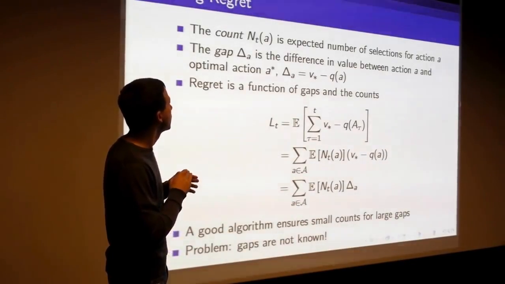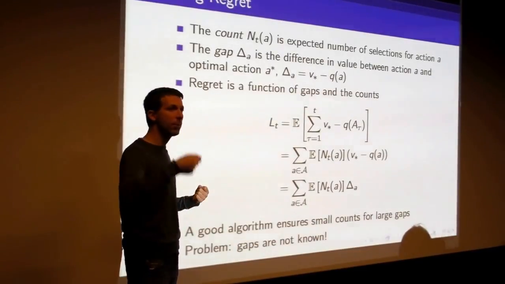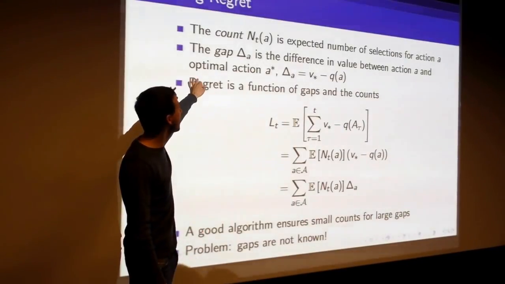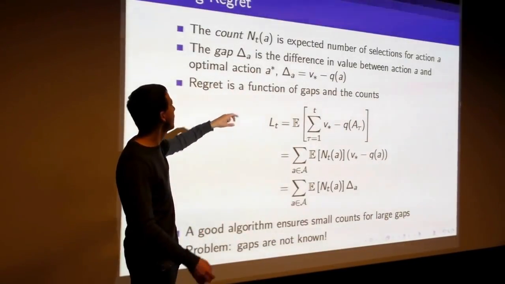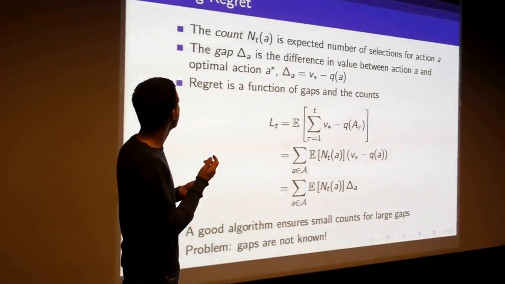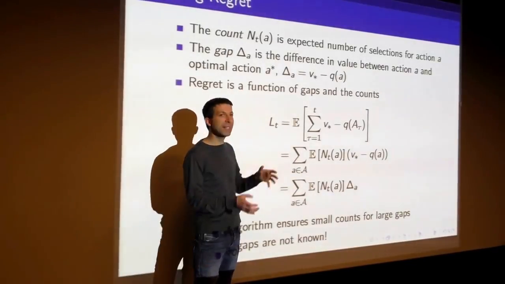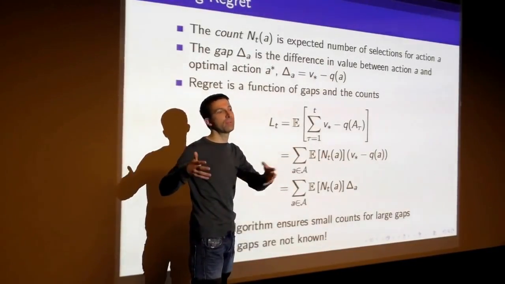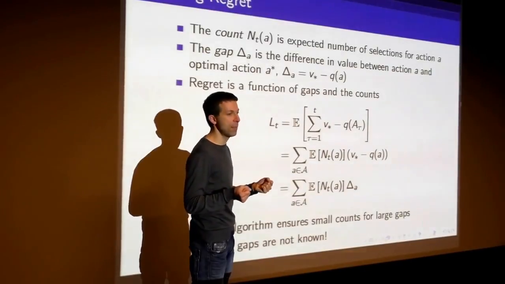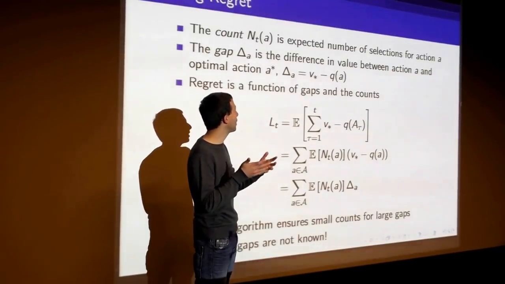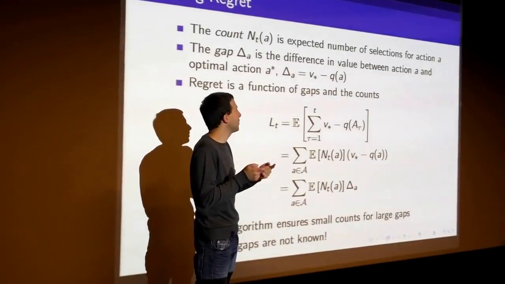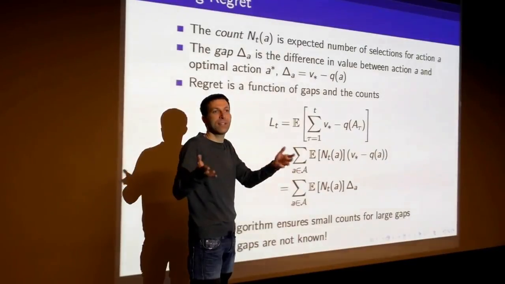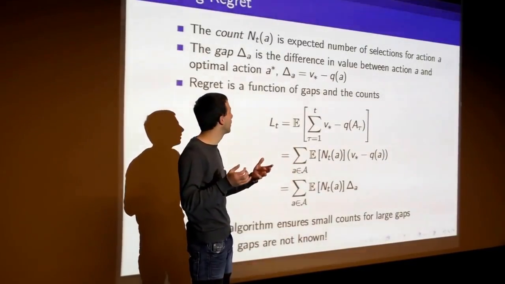So the count is just the number of times we've pulled an arm. We're going to count the number of times we pull an arm, and we're going to consider this thing called the gap. The gap is the difference in value between some action a and the optimal action. It's the gap between the best machine I could have pulled and some suboptimal machine. If I want to know the gap for machine 3, that's the difference in value between machine 3 and the best machine. It's like the difference between 80% and 75% again. There's a gap there of 5%.